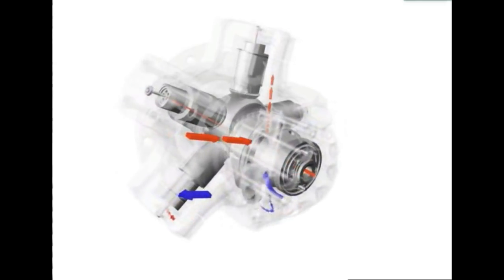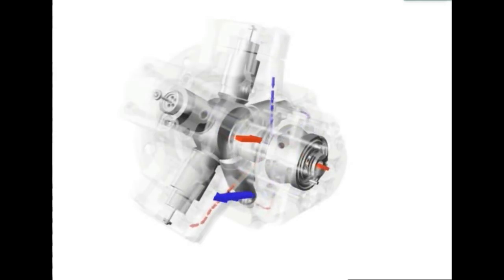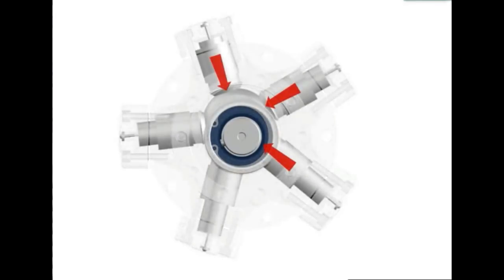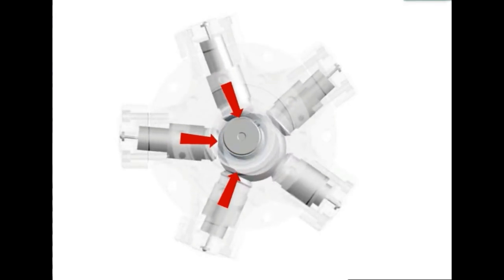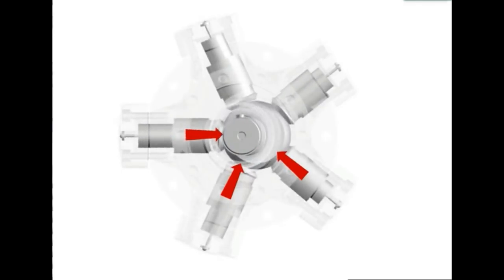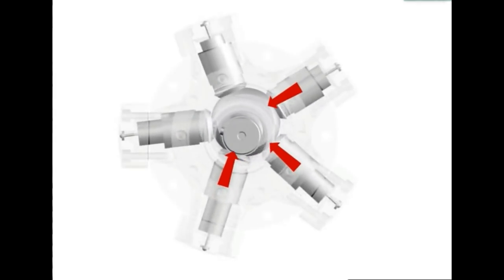Returning fluid, exhausted from the collapsing pistons, is ported through the rotary valve and back to the reservoir. Three pistons are pressurized at once. This prevents any dead spots caused by a single dead center. This also assures a smooth rotating output.